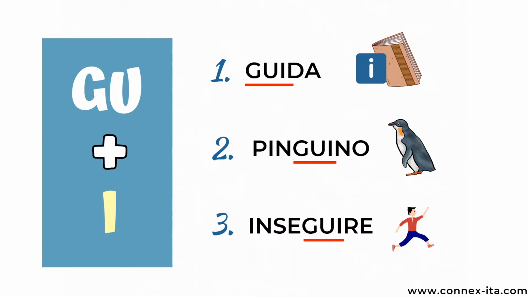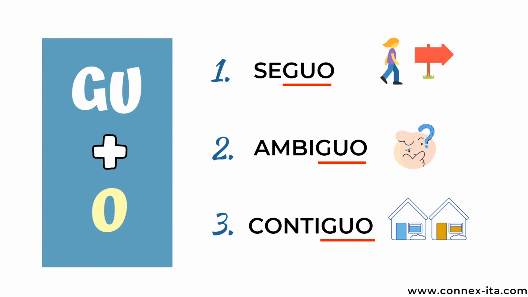The next three examples have the sound gui, gui. Guida, guida means guide. Pinguino, pinguino is the penguin. And inseguire, inseguire is the Italian verb to chase. Guida, pinguino, inseguire.